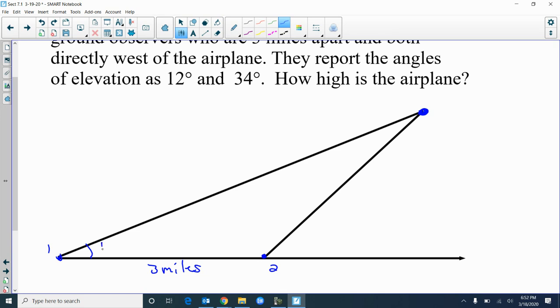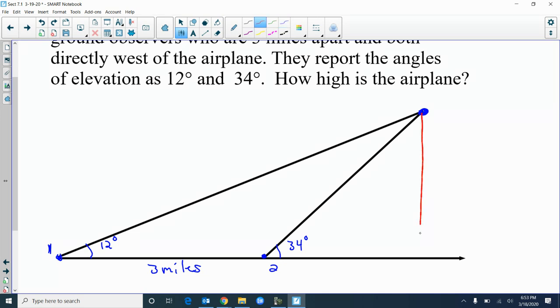All right, let's think about this. Which one has to be 12 degrees? Okay, as you move closer to the plane, if you keep moving, that angle of elevation is going to increase. So if you think about it, the smaller angle has to be where observer 1 is. So that means that where I have the 12, that'll be my second angle of elevation, which is 34 degrees. Okay, we want to know the height.